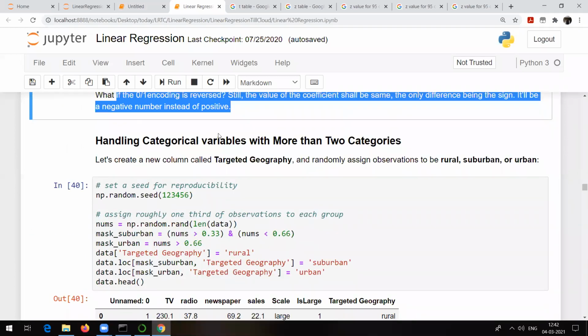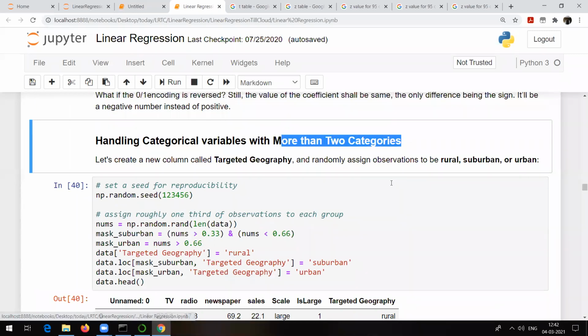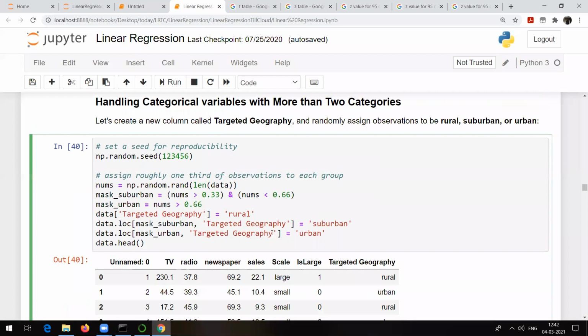Now, the next thing is how to handle categorical variables with more than 2 categories. In the earlier case, the data we created had only 2 categories, large and small. But what if there is a categorical column in which we have more than 2 categories? So that's what I am trying to do here. Again, I am creating a data set with the help of the NumPy package, equal to the length of data, that is 200 records. And I am assigning values to a variable called mask_sub1, the values which are greater than this and less than this.